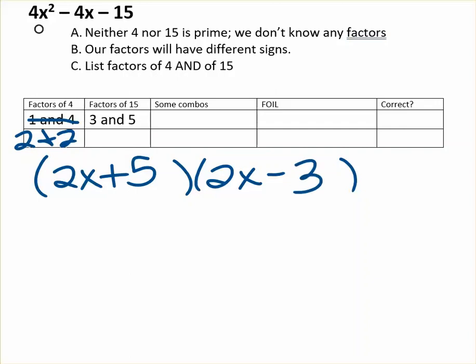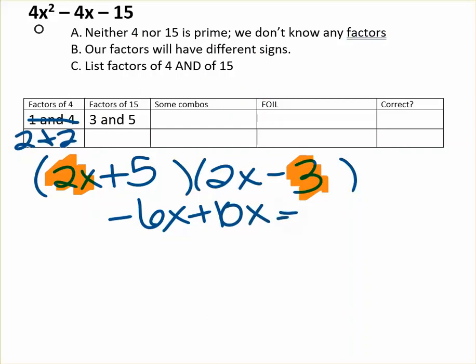Okay, so then we're going to do our FOIL. So I'm doing the outside. 2x times negative 3 is negative 6x. And then my inner, 5 times 2x gives me 10x. 6x plus 10x is 4x. Oh, wow, I want a negative 4x. So now I know I'm really close.